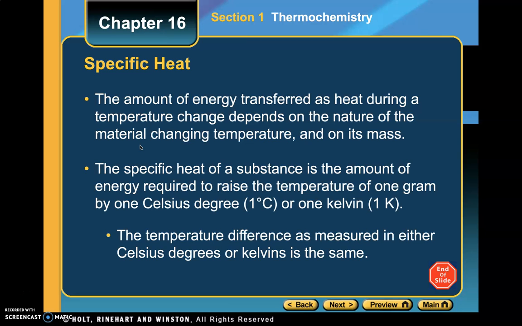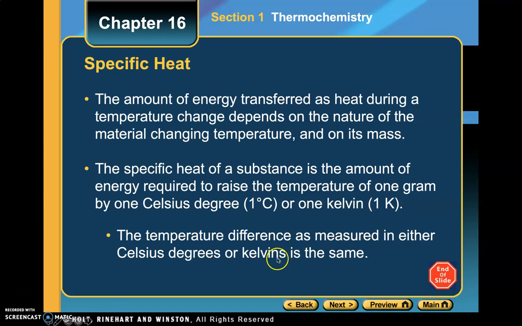So now we get to the idea of specific heat, okay? Specific heat basically is just pointing out that every different substance will be able to transfer different amounts of heat, right? It'll have a different heat capacity we could talk about here. And that's what this specific heat is talking about. So I would draw your attention to this second bullet here. The specific heat of a substance is the amount of energy required to raise the temperature of 1 gram by 1 degree Celsius or 1 Kelvin, okay?